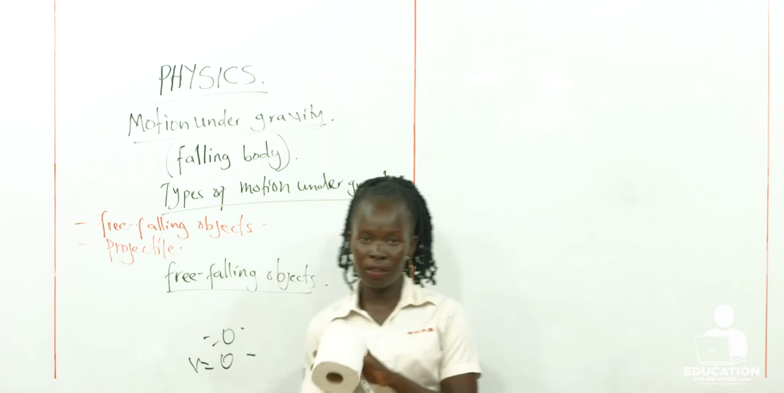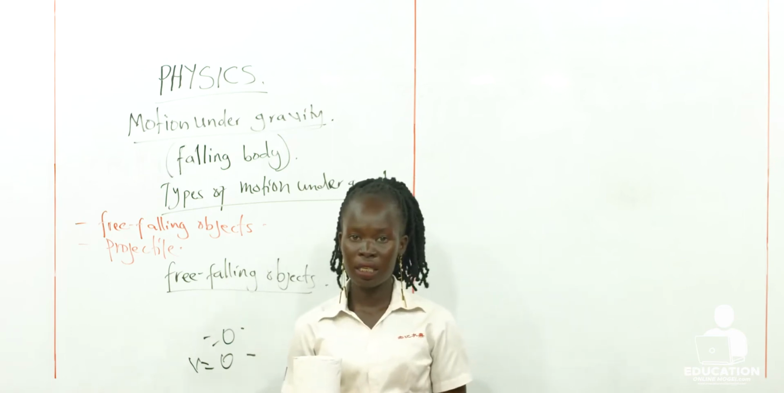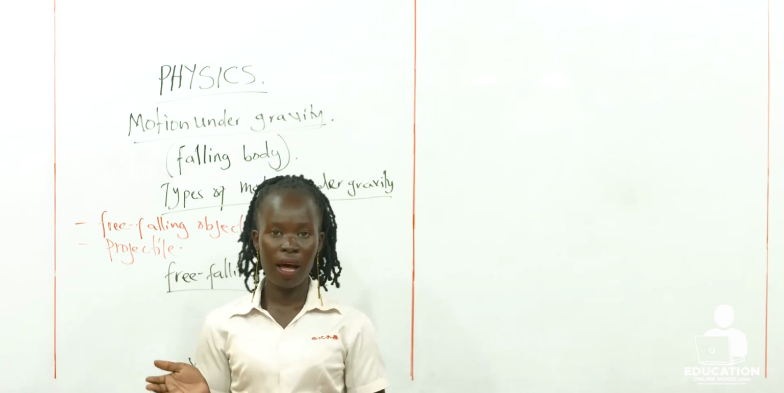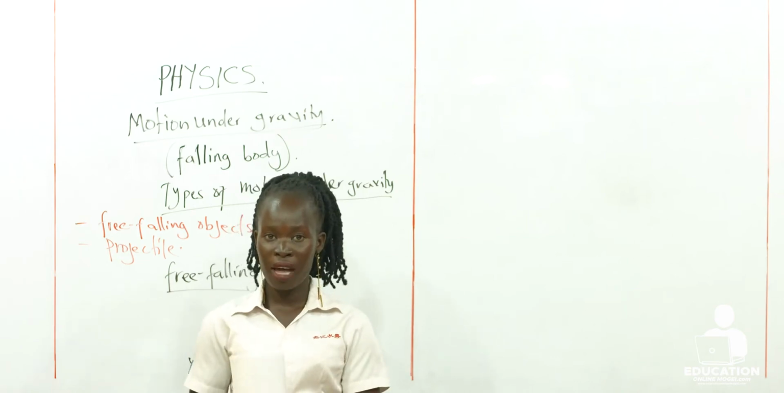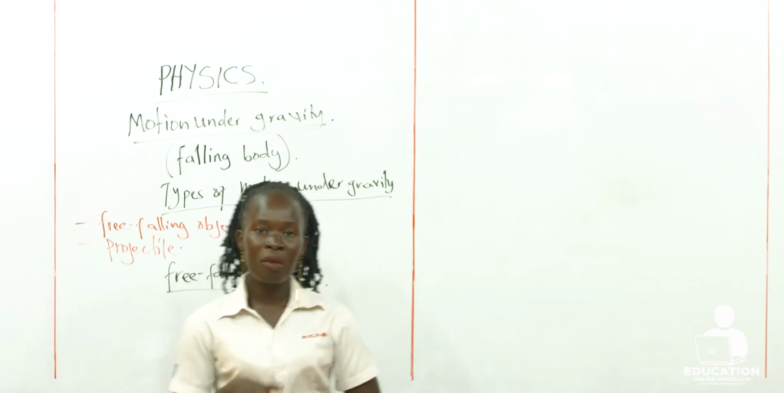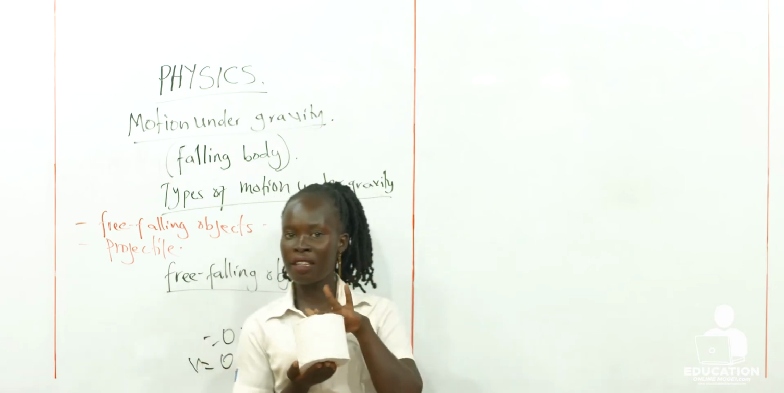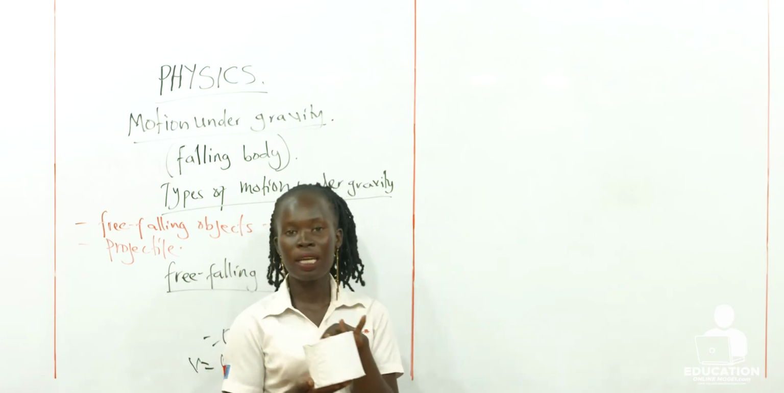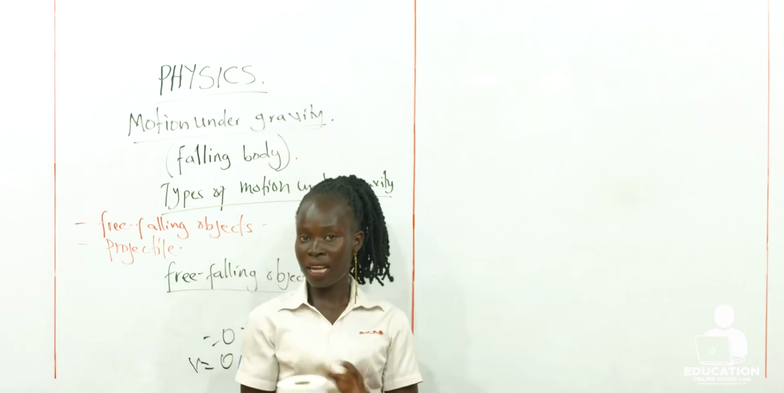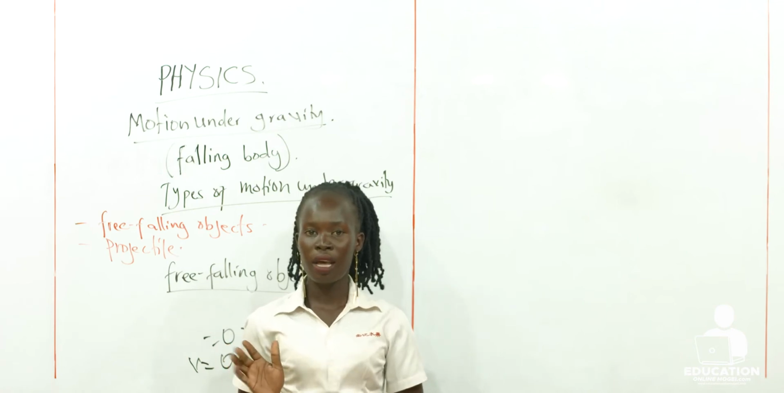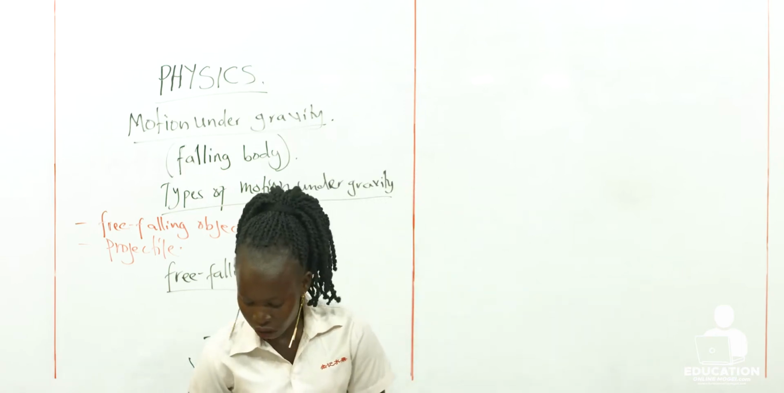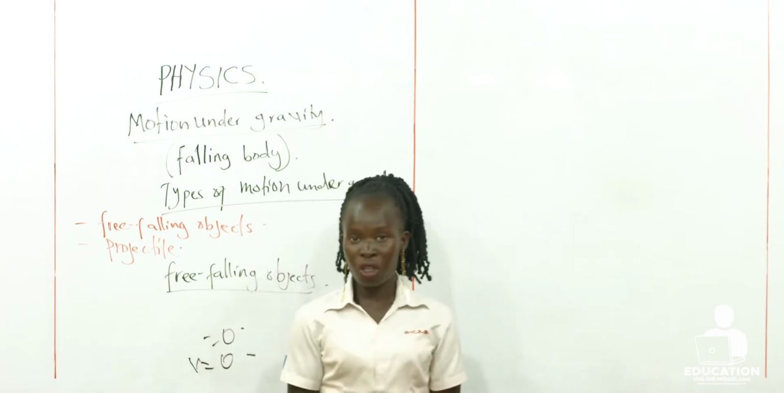What happens when I just hold it and then leave it? I've not thrown it, I just pulled my hand off, and you see that it goes downwards. If it is like that, that means the initial velocity I had given this tissue paper is 0. The first one, when I threw it up, wasn't 0. But when I just leave it from this point to go down, my initial velocity is actually 0.